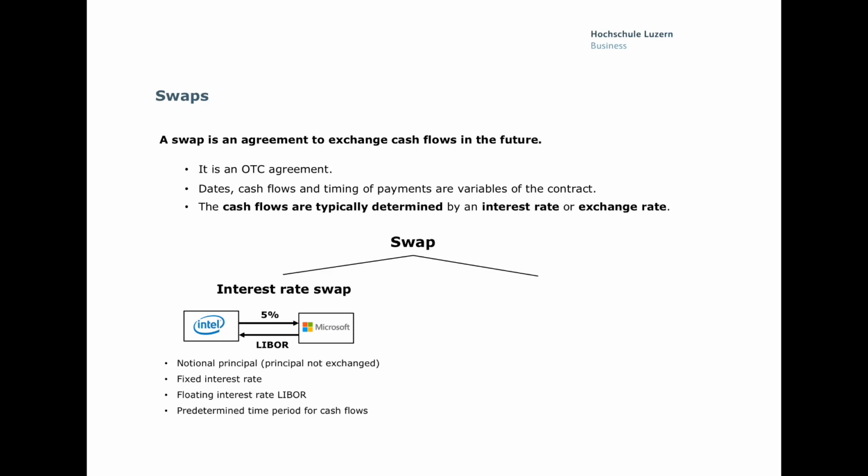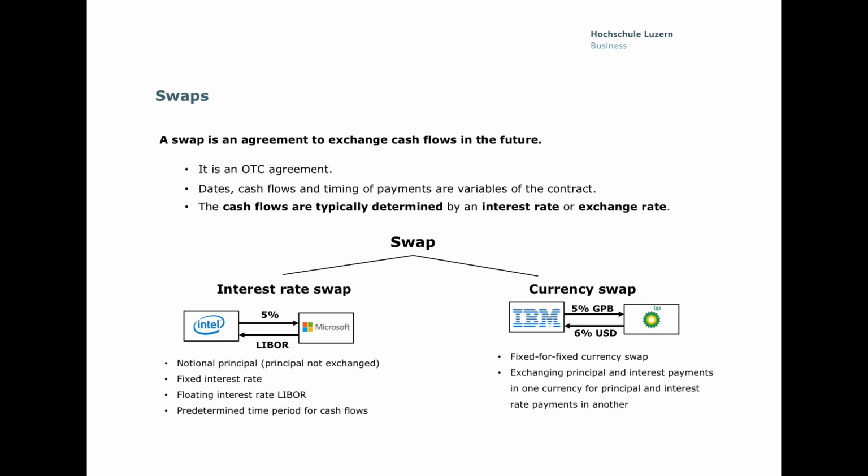Consider a hypothetical swap between Microsoft and Intel. Suppose Intel agrees to pay to Microsoft an interest rate of 5% per annum on a notional principal of, say, $100 million. And in return, Microsoft agrees to pay Intel the 6 months LIBOR on the same notional principal. In this example, Intel is the fixed rate payer and Microsoft is the floating rate payer.